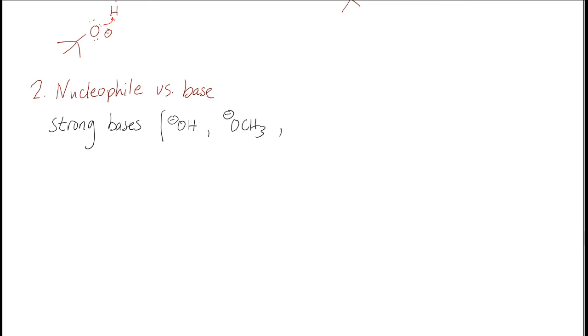But generally oxide bases like that, and then especially big ones, are going to favor elimination. Because of the strength of the base, they're more likely to deprotonate something than to go attach to something.